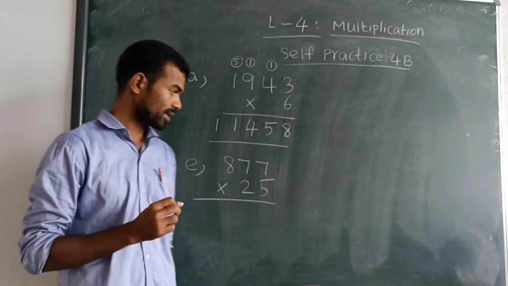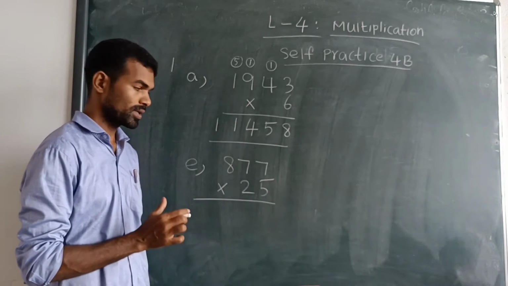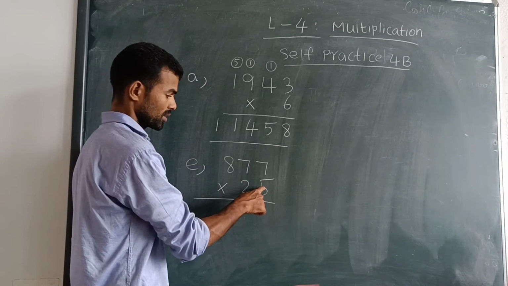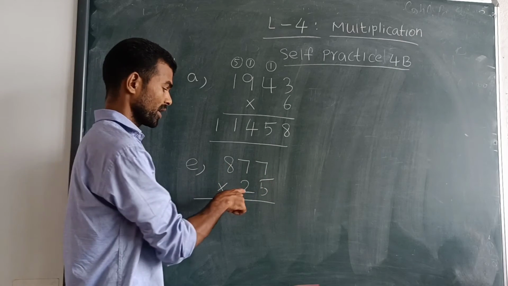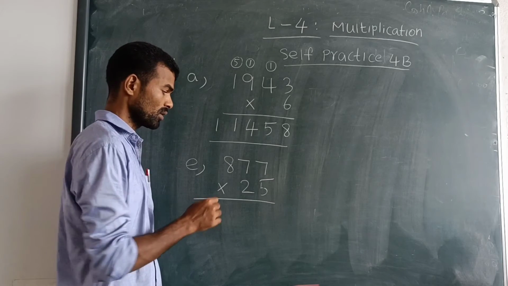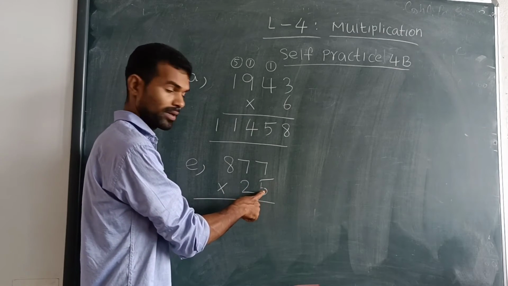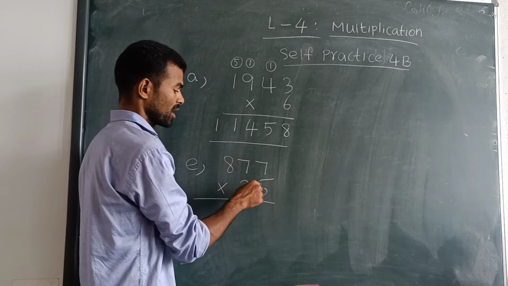So children, here is a two-digit number coming. For a two-digit number, first you multiply with 5, and again you will take the 2 and multiply. So we must know the 5 table and 2 table to multiply this. First let us take 5 and multiply.